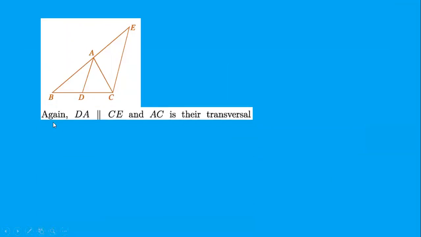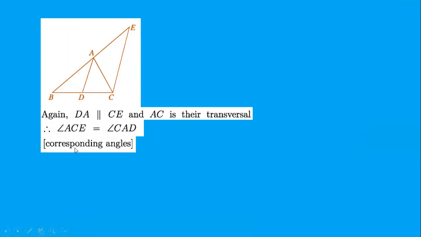Now, again, DA is parallel to CE and AC is their transversal. So angle ACE is equal to angle CAD, corresponding angles.